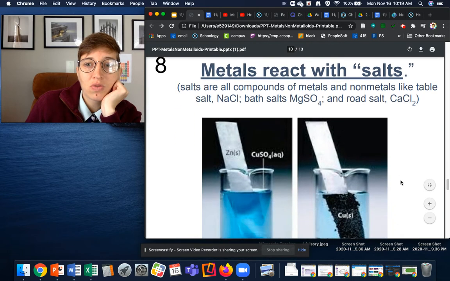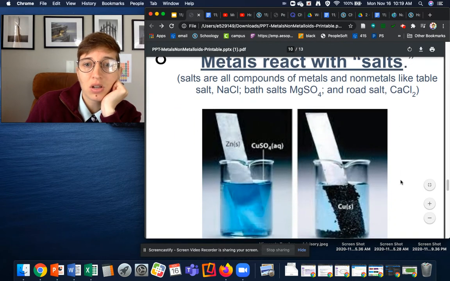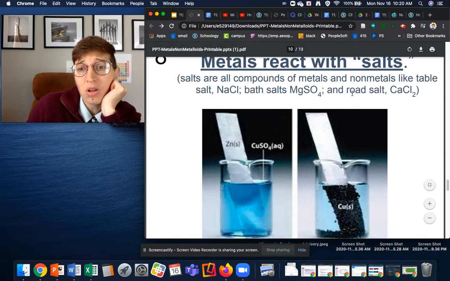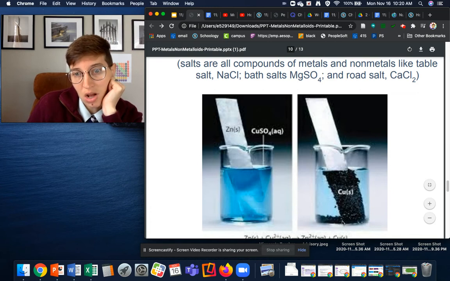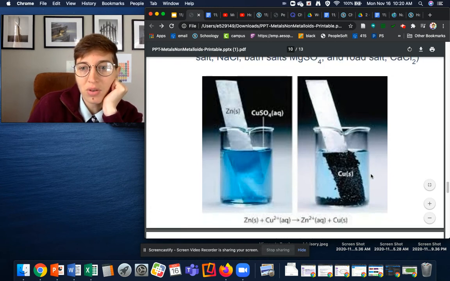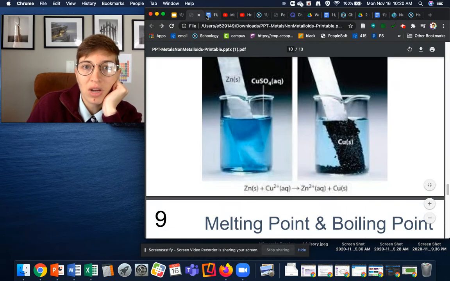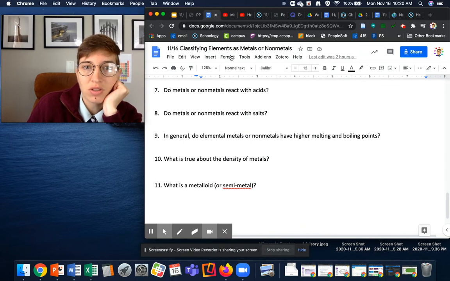Number 8, metals react with salts. Okay, salts could be like table salt, NaCl, or some different things, right? Bath salts are magnesium sulfate, road salt is calcium chloride. Those are all salts. When you put a metal piece into a salt, you're going to get some reaction happening. So this is zinc and copper sulfate, and eventually you get this copper solid forming on the outside. So that is reacting with the metal. So number 8, metals react with salts.